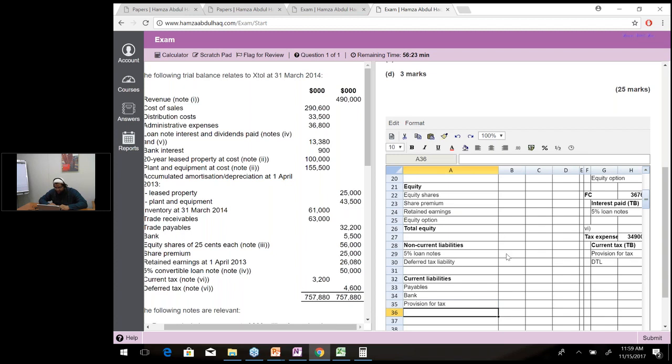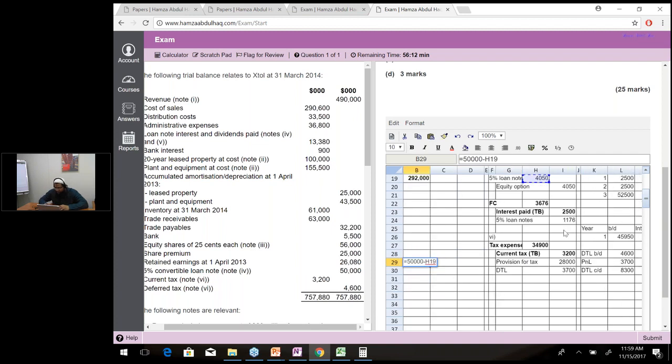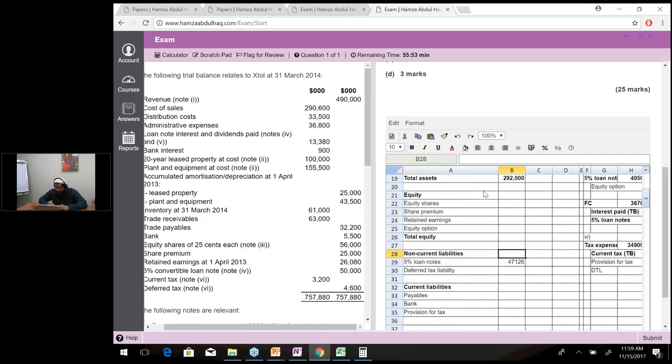So these are the impacts. So right now, starting from the loan notes were 50,000 minus, we have debited the loan notes by 4050 and added 1176. So this will give us the value of the loan notes, 4050 and 1176. So I'm making these values also rounded off.